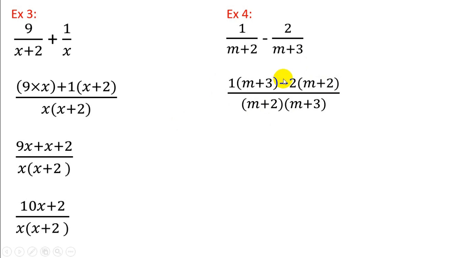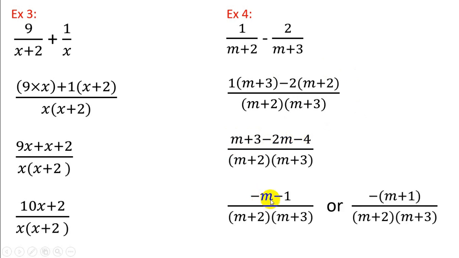multiply by minus 2. So my numerator gets 1m: 1 multiplied by m is 1m, 1 multiplied by 3 is 3. Again, minus into plus over here, minus 2 multiplied by m is minus 2m, minus into plus is minus, 2 multiplied by 2 is 4. Now I can find there are two similar terms, m and minus 2m. So when I solve, I get minus m, and plus 3 minus 4 is equal to minus 1.